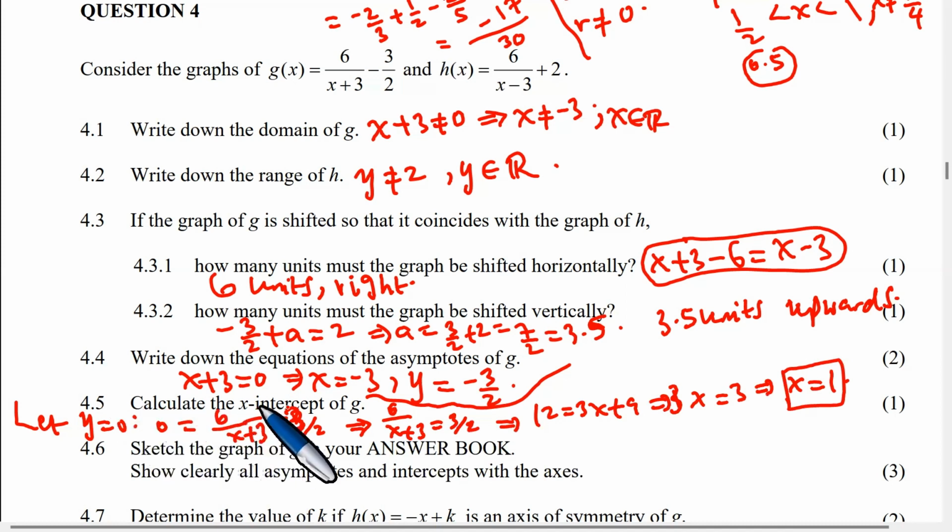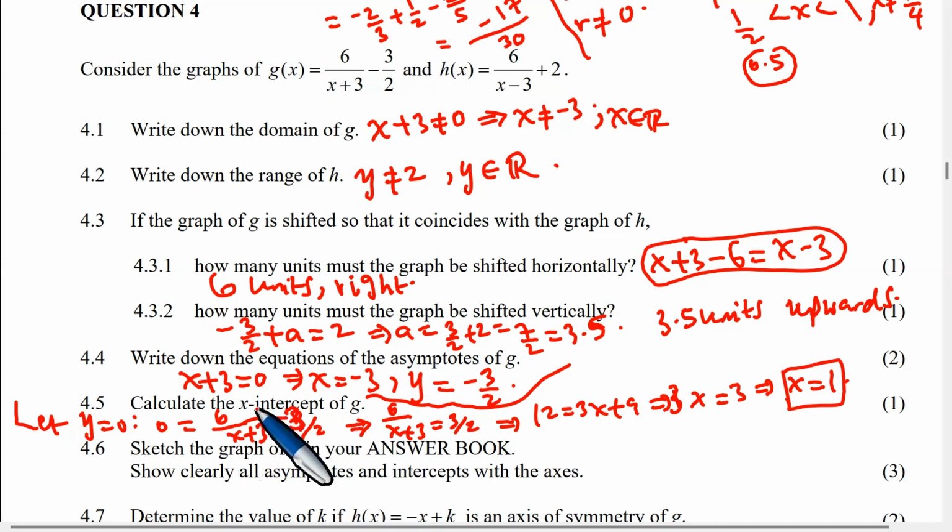Calculate the x-intercept of G. How do we get the x-intercept of the graph G? G is this one here. To get the x-intercept, you let y be equal to 0. When y is 0, wherever there is G, you put 0 equals 6 over x plus 3 minus 3 out of 2. So that is the x-intercept we're getting.